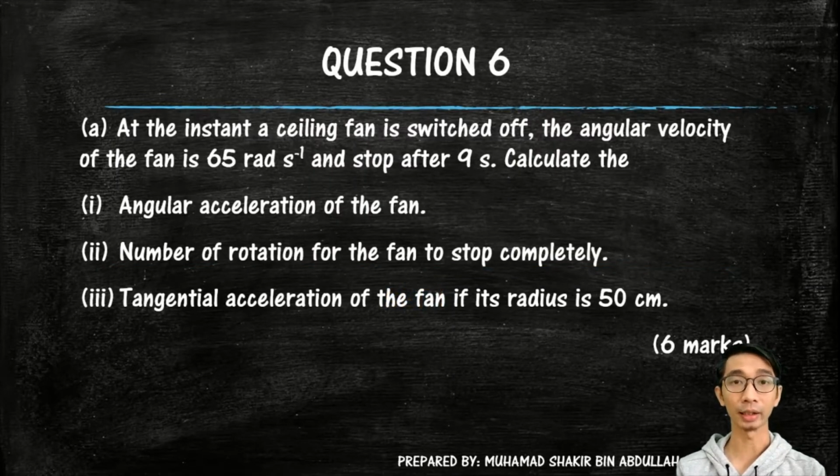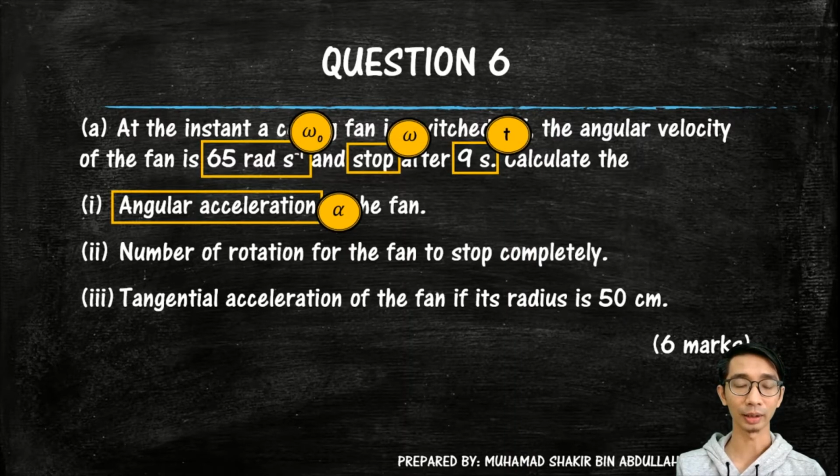Question 6A. At the instant a ceiling fan is switched off, the angular velocity of the fan is 65 radian per second and it stops after 9 seconds. Calculate the angular acceleration of the fan. Okay, so what are our keywords? Based on these questions, we have 65 radian per second as our initial angular velocity and stop.